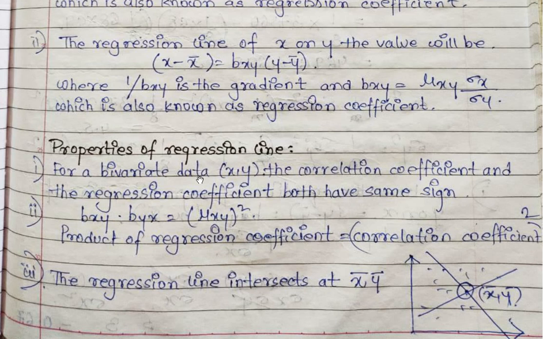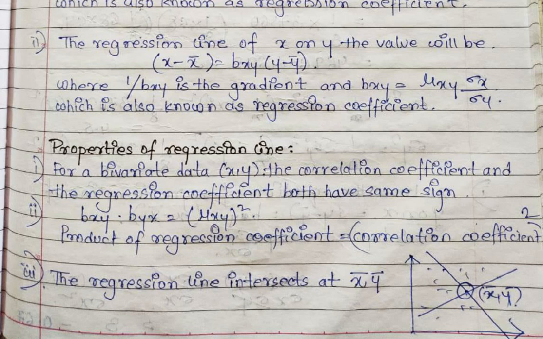The first important property is that for bivariate data, the correlation coefficient and the regression coefficient have the same sign. Always remember this one. The correlation coefficient will take the same sign as that of the regression coefficient. That is, if bxy or byx or both are positive, then rxy will be positive. If byx or bxy is negative, then rxy will be negative.